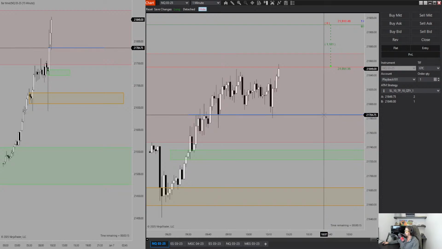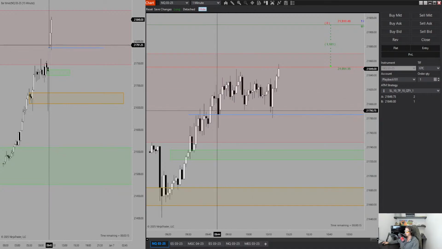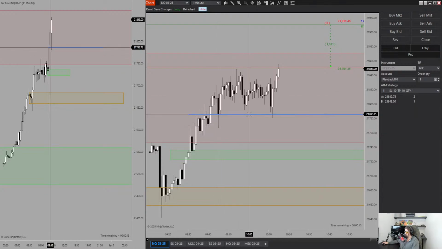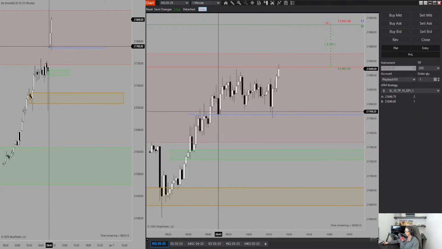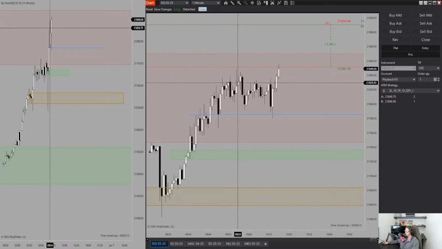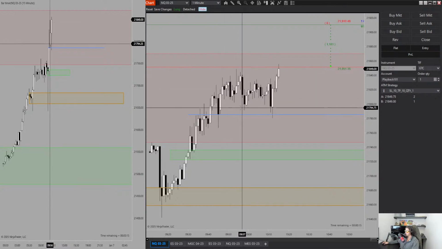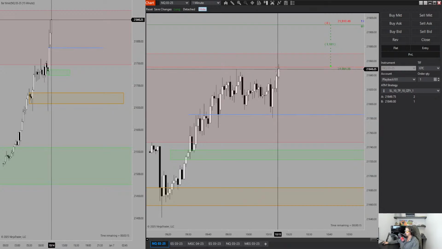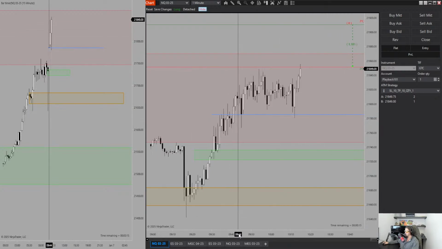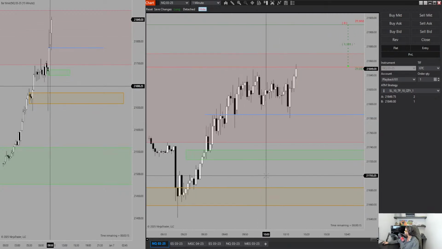Did get a lot of movement. Looks like it came down just to tap the imbalance, grab a little bit of liquidity, mitigate this wick. It's a pretty strong 1 minute candle, order block, that is. And you got this kind of 1, 2, 3, 4, 5, 6.